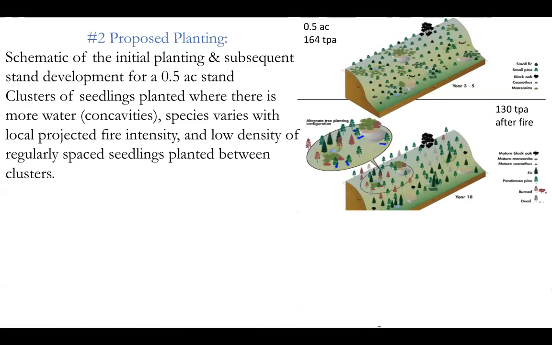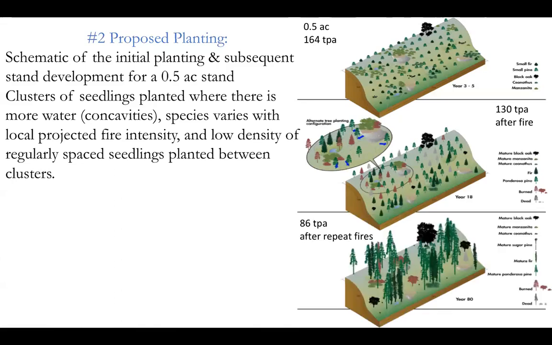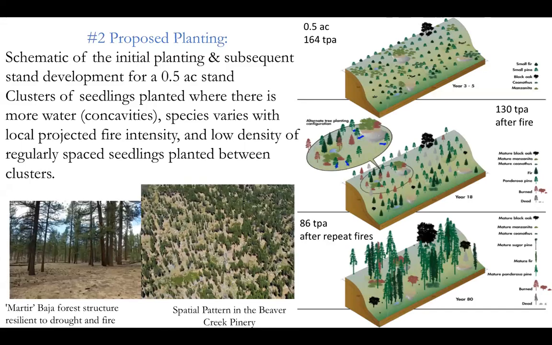But then importantly, that fire is continued, and through repeated fire, we bring the trees per acre down further to around 86 after 80 years of repeat fires. And at this point, you can see how those concavities would be developed into denser stands. Some of them may go in the fire, and that wouldn't necessarily be a bad thing, but you end up with a highly spatially variable landscape. And again, this is what we might like that landscape to look like. You can see on the bottom center there is the Beaver Creek Pinery. It's an area in the Ishi Wilderness in the northern Sierra Nevada, ponderosa pine black oak forest.